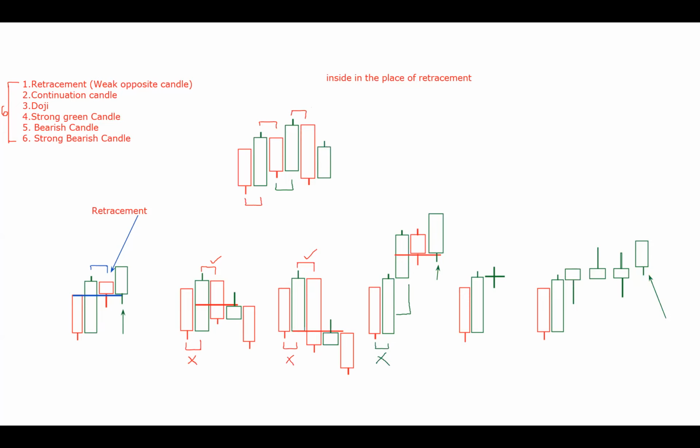Now you are thinking, what about this portion? Can we eliminate this portion, or do we trade this portion? Now you are thinking, if I wait for the retracement, all day will pass, and I will get 4 to 5 trades. But what about this portion? What do I need to do?